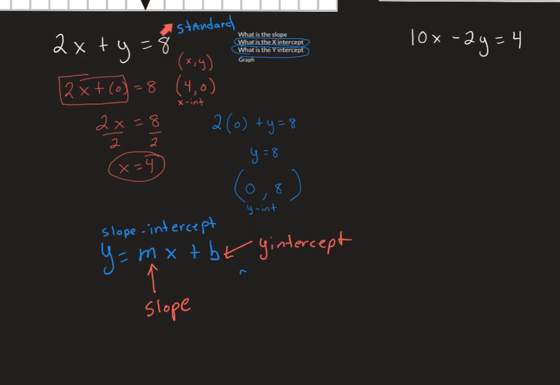Well, let's just take this equation and get y by itself, and the number next to x will be the slope. So I'm going to rewrite the equation: 2x plus y equals 8. And I want to get y by itself. So I'm going to subtract 2x from both sides.